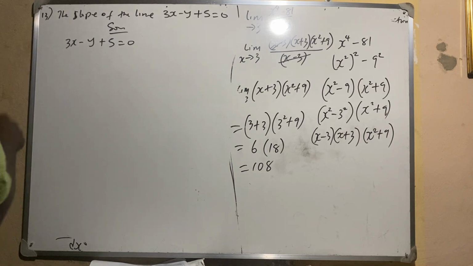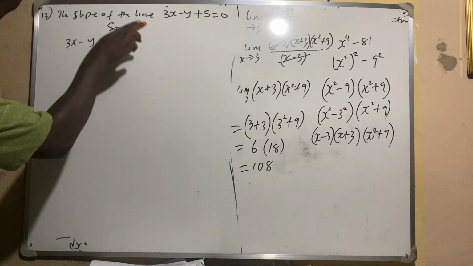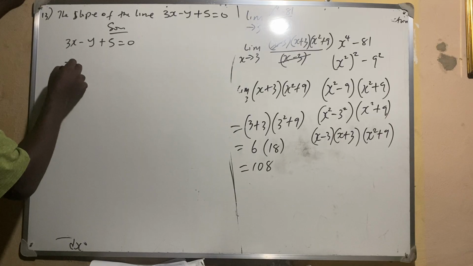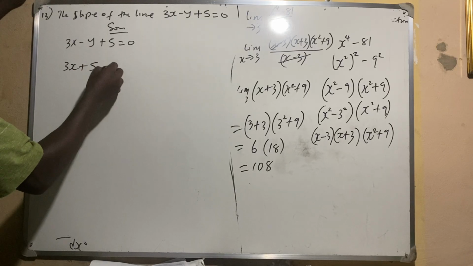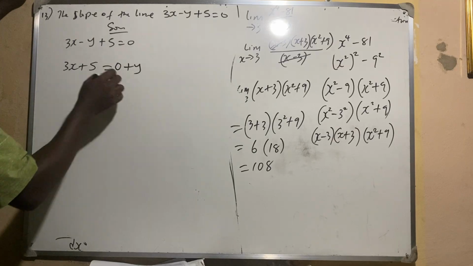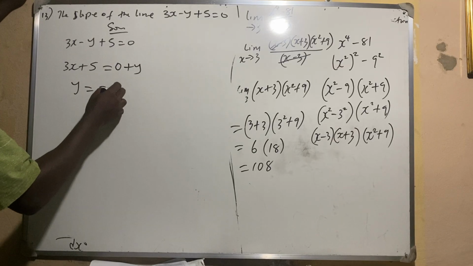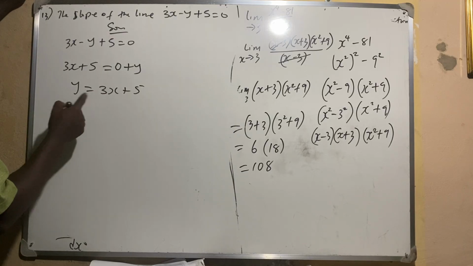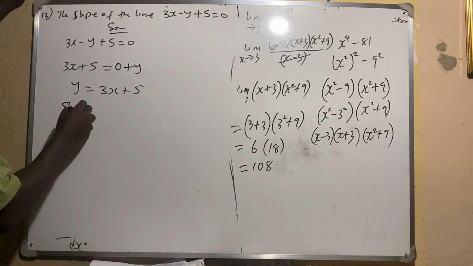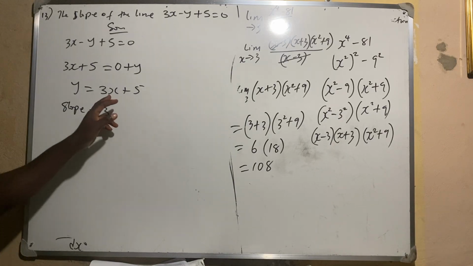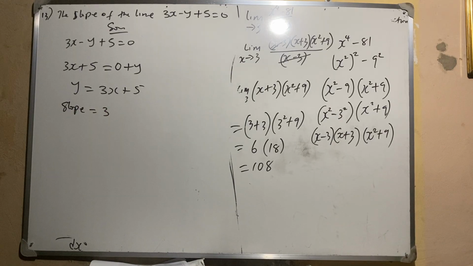So if I want to make y the subject of the formula, it means I'm going to move y to be here. Y should stay alone. So I'm going to have 3x plus 5 staying this side, equal to minus y crossing here to have just 0 plus y. So y is equal to 3x plus 5. And the coefficient of x here is 3. So my slope is equal to 3. Very simple. Slope is the coefficient of x when you make y subject of the formula.